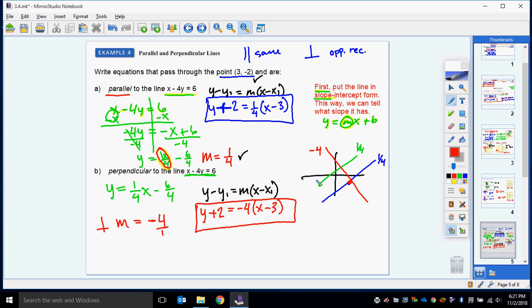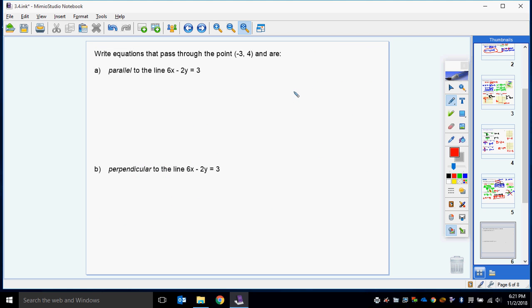So I have the equation of this red line, the equation of this blue line, and I was given the green line. Okay, the red and the blue both went through that point. Blue line's parallel, red line's perpendicular with the green line. And I think what I'll do is instead of going over these examples now, we'll do them in class tomorrow.